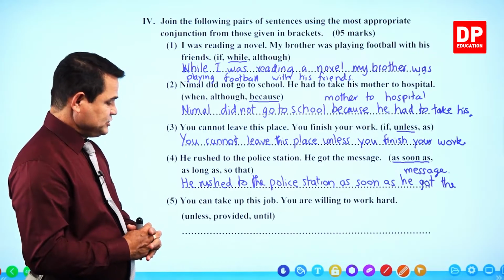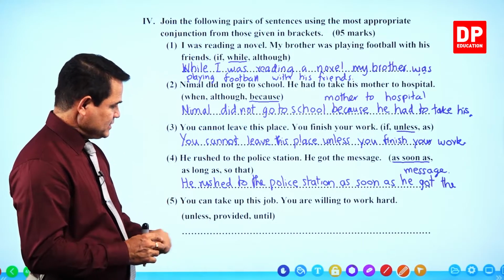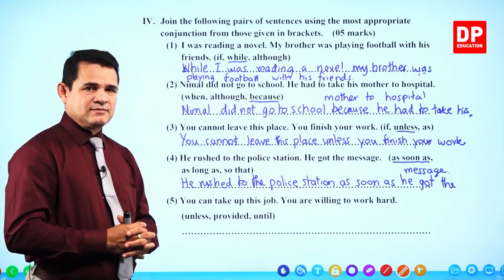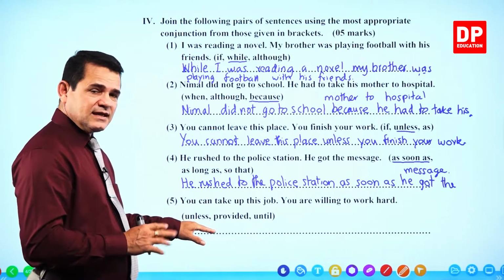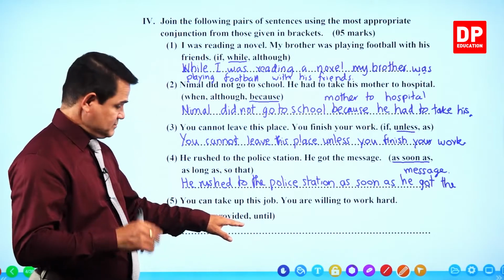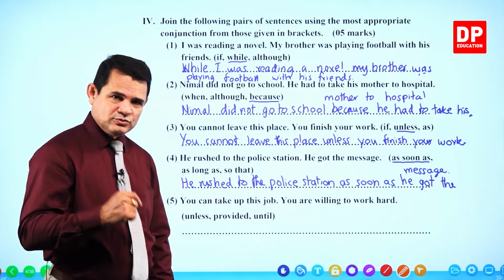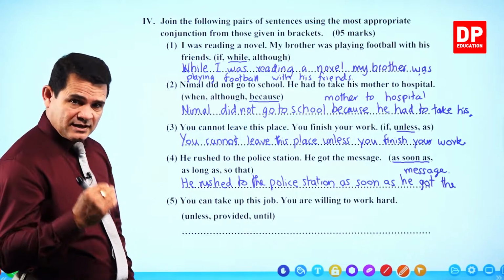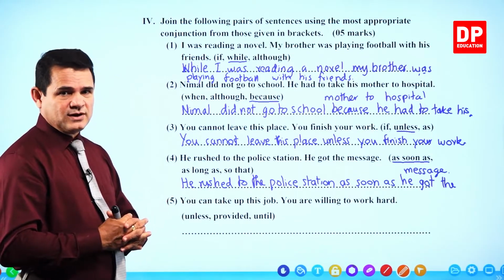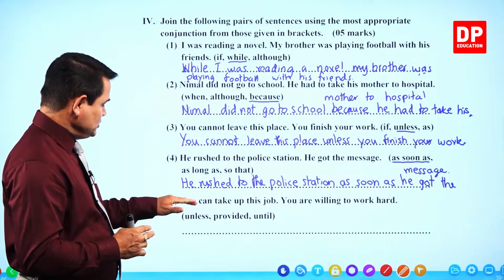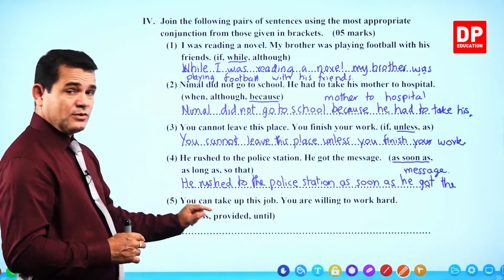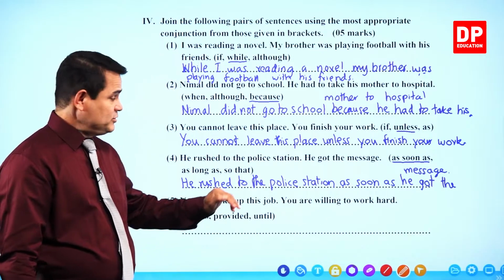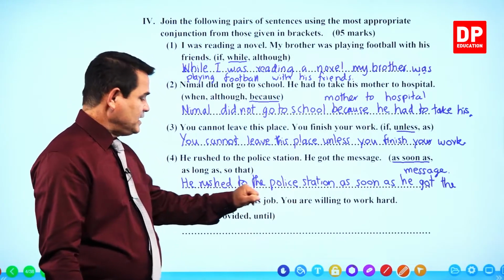You can take up this job. ඔයාට මේ රැකියාව ගන්න පුළුවන්. You are willing to work hard. ඔයා මහන්සි වෙලා වැඩ කරන්න කැමති නම්. එහෙනම් unless කියන්නේ නැත්නම්, provided නම්, until නැත්නම් තුරු ඒ වගේ. එහෙනම් මෙතන කියවෙනවා ඇත්තේ ඔයා මහන්සි වෙලා වැඩ කරන්න කැමති නම් මේ ජොබ් එක ගන්න පුළුවන්. So then you can take up this job provided you are willing to work hard. Or provided you are willing to work hard, you can take up this job.